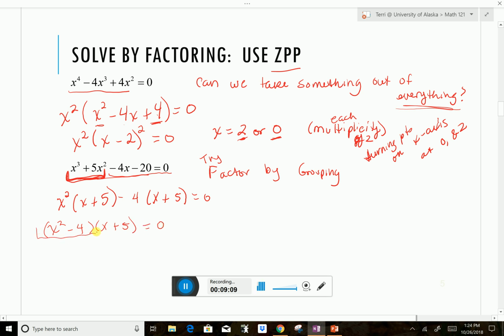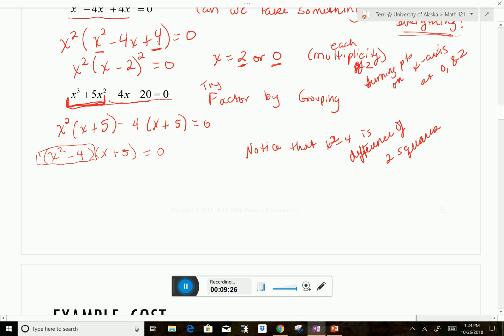And then I'm noticing that x squared minus 4 is a difference of 2 squares. Okay, let's try that. X plus 2, x minus 2, and then we still have the x plus 5. So now we know that each of these 3 things are factors of this polynomial, which when set to 0, that means that it's -2, +2, and -5 are factors. And that is the solutions. So x can be any one of those things.